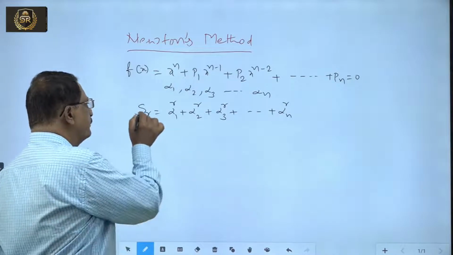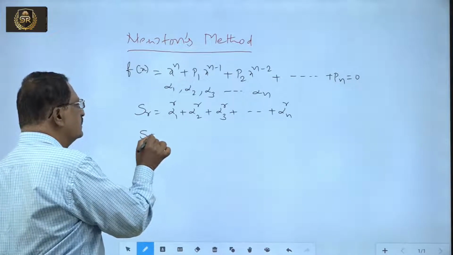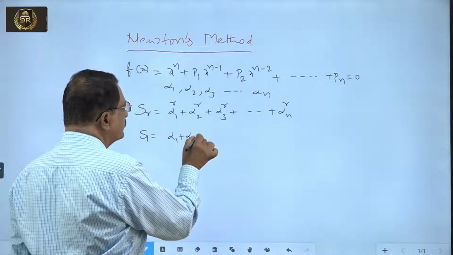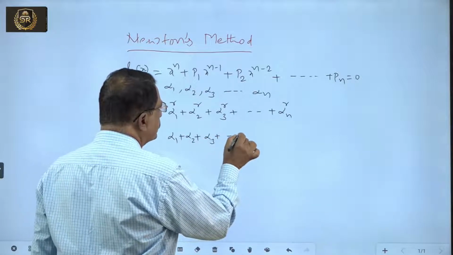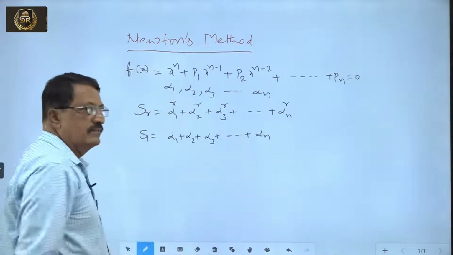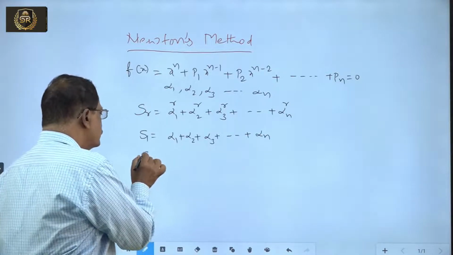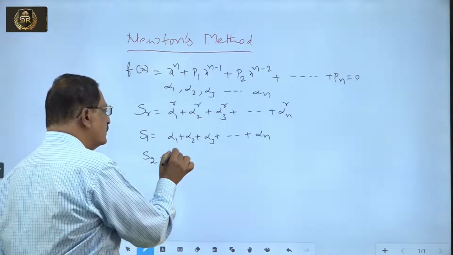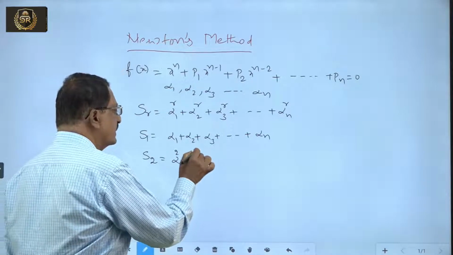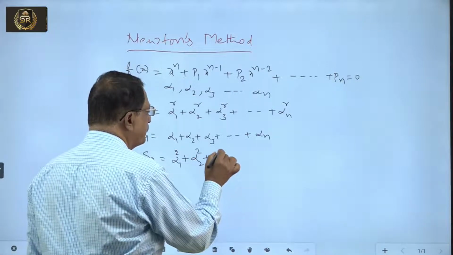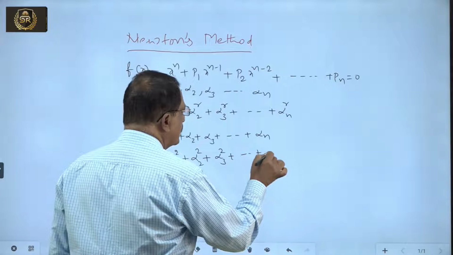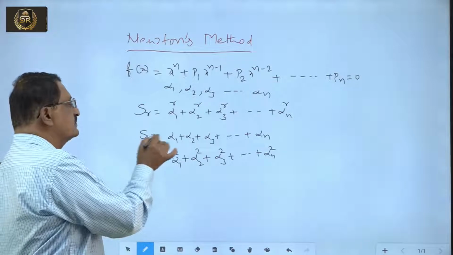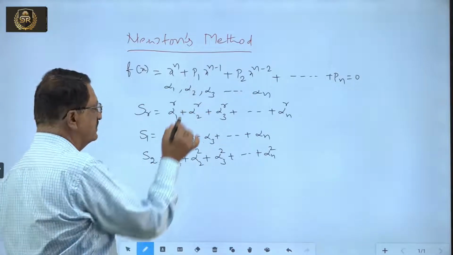That means, suppose S1 equals alpha 1 plus alpha 2 plus alpha 3 plus up to so on alpha n. Suppose S2 equals alpha 1 whole square plus alpha 2 whole square plus alpha 3 square plus up to so on alpha n square, meaning sum of squares of roots, S2. S1 is nothing but the sum of roots of the equation.